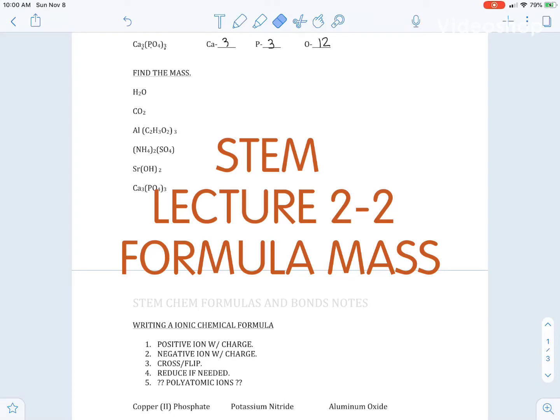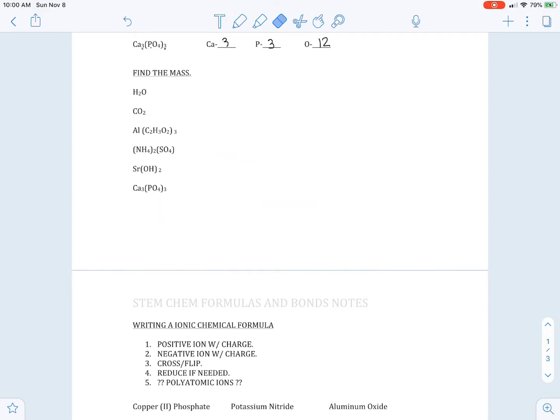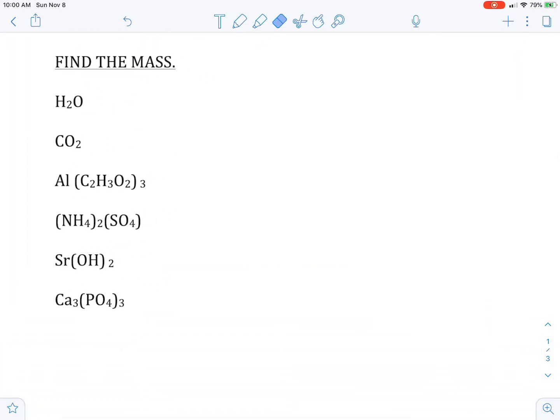Hey, it's day 2, and we are going to find the mass of some compounds. This shouldn't take very long. It's a really easy process, but you need your periodic table. Now, if you don't have your periodic table with you, you can get one online. There's tons of them around. We're really interested in the masses on that table. Remember, that's the big number today.